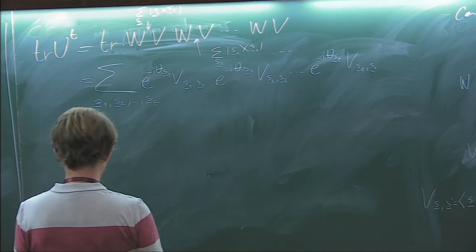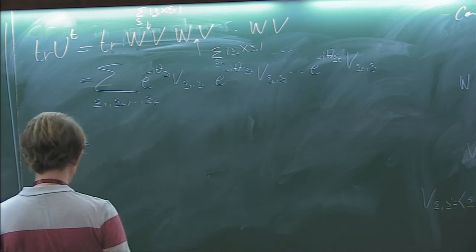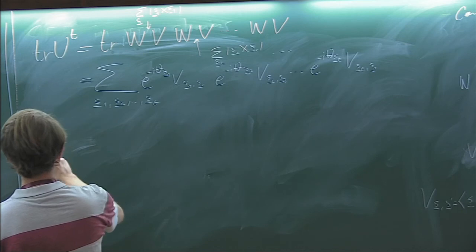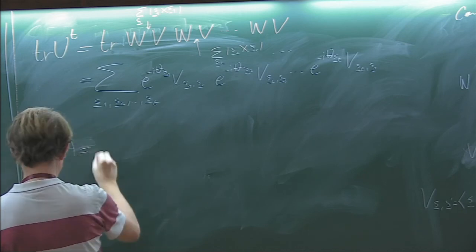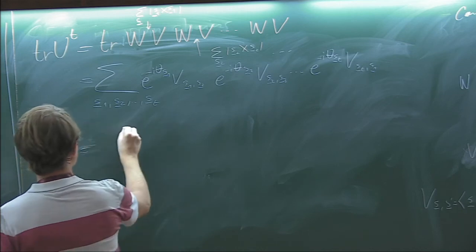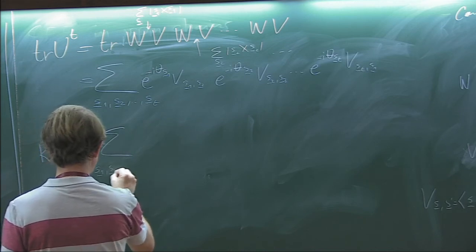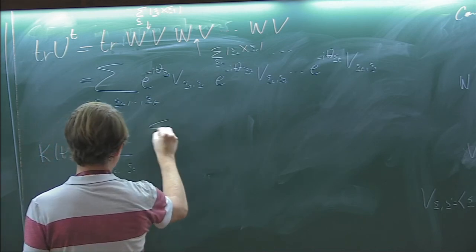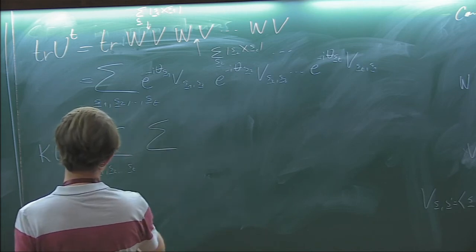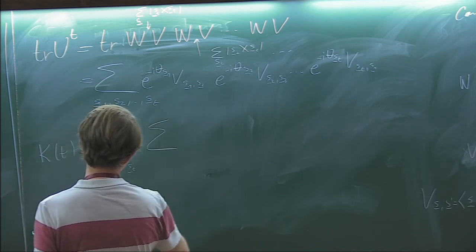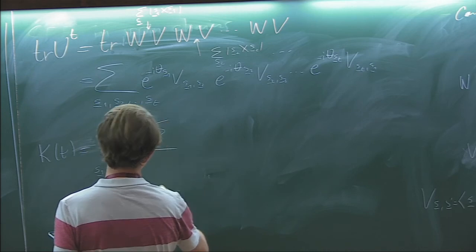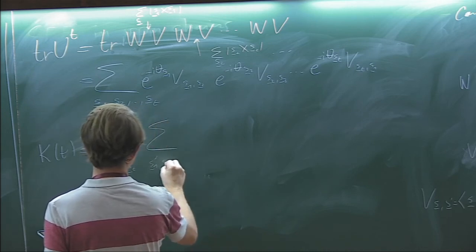So basically now I can write the full spectral form factor as a product of two such sums. The variables of one sum I define as S, and the variables of the other sum are primed. This one comes from the trace of u to the t, and this comes from the trace of u to the minus t.